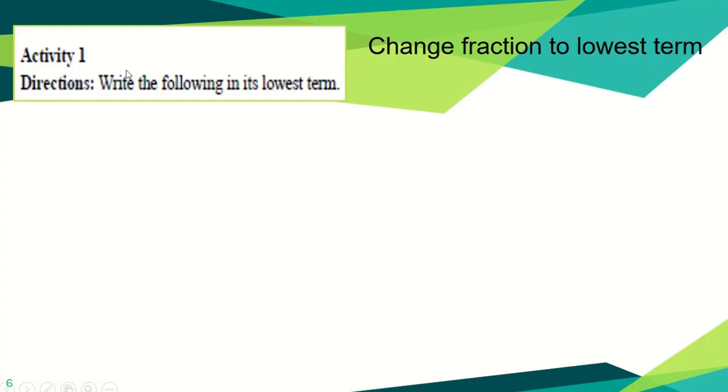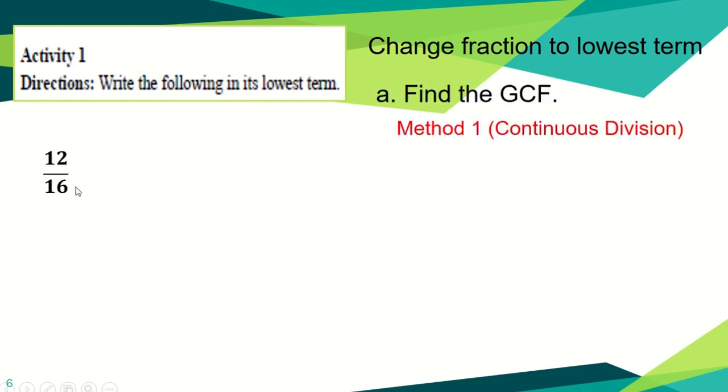So, paano ba tayo mag-change in lowest term? Kasi ito daw, susulat mo daw in lowest term. So, for example, we have 12/16. Step 1 is find the GCF. Ang gagamitin muna natin yung method 1, which is continuous division. Naturo ko na to before. 12/16.